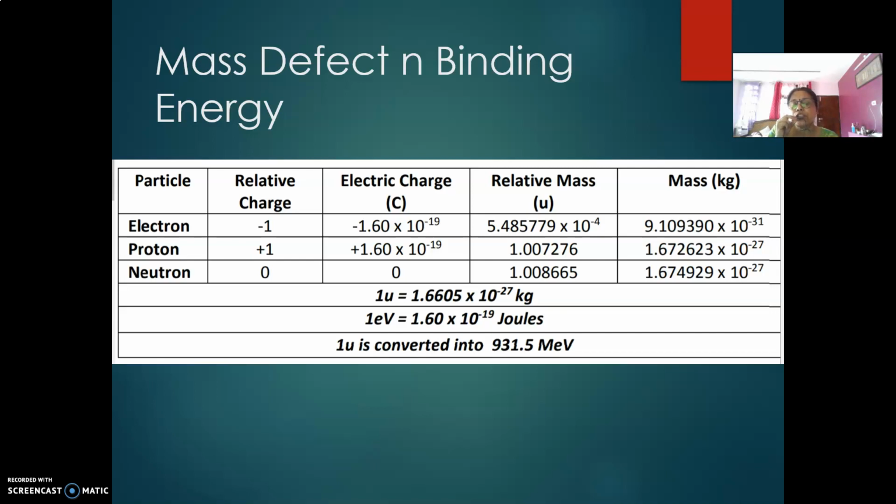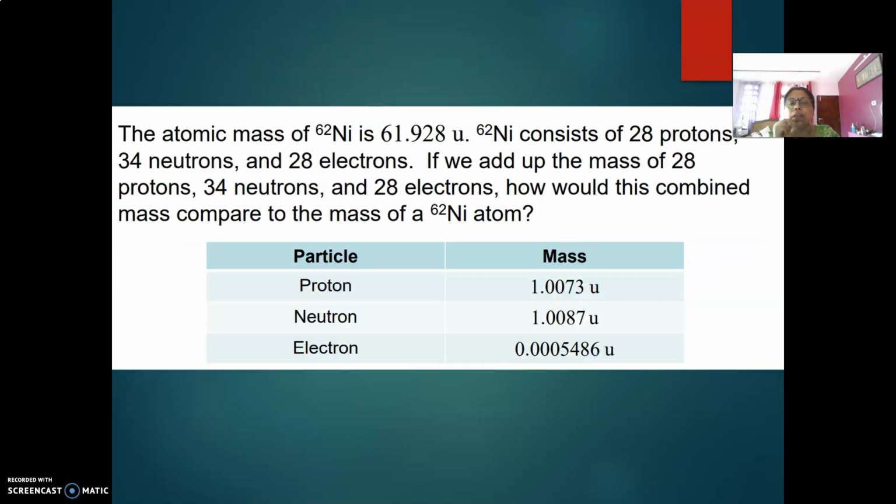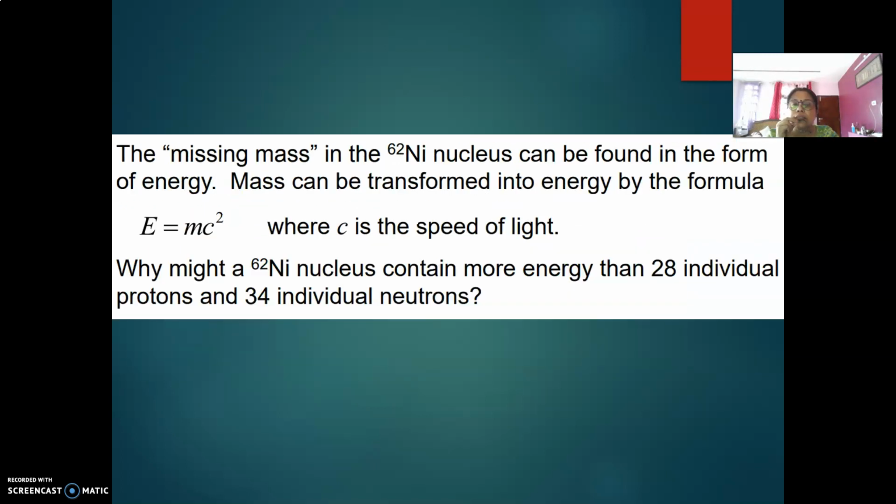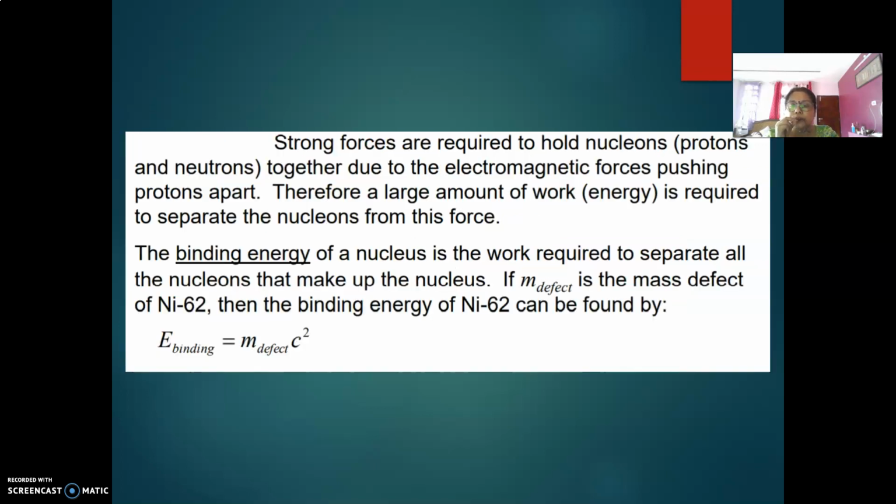And we know from the first law of thermodynamics that energy can neither be created nor destroyed. So this means that some amount of mass is converted to some other kind of energy, and that other kind of energy is nothing but the binding energy, which helps the nucleons to bind together within a nucleus. So these are the sums we already calculated.